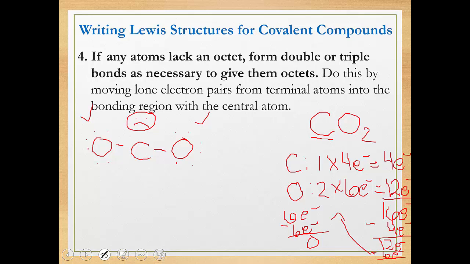So this is where I start forming double or triple bonds by moving lone pairs from the terminal atoms on the outside into the bonding region in between. Okay, now carbon needs 4 more electrons, so I'm going to have to move in 4 electrons, 2 lone pairs of electrons. I could move them all off of one oxygen if I wanted to. Okay, I could move that in, and I could just have an oxygen triple bonded to a carbon like this, or I could share between the two like this.